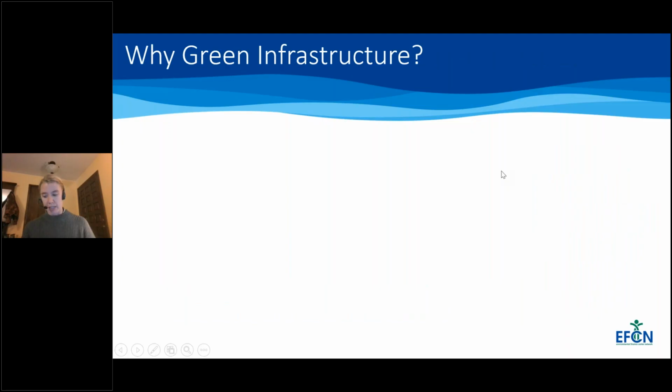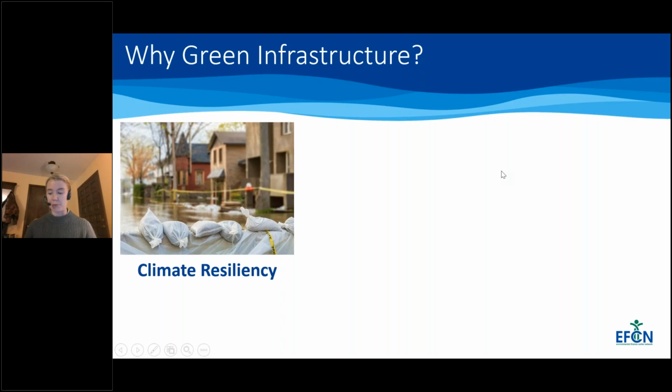So why are we advocating for green infrastructure? Green infrastructure can also be called nature-based solutions, green stormwater infrastructure. Low impact development is a little bit different, but it has a lot of associated names. So a big reason why we're here today really is about climate resiliency.